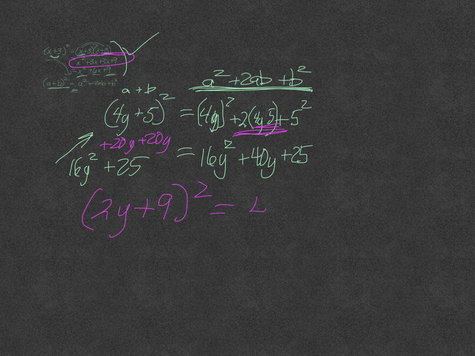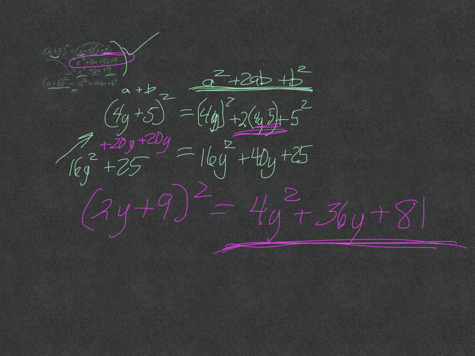2y times 2y is 4y squared. It's the last term squared, plus 81. And then the middle term is 2y times 9, 18y, and I double that, so 36y. And that's how I do the problem. And I can mentally multiply that if I know my times tables fairly quickly. And this works with fractions and everything else as well.